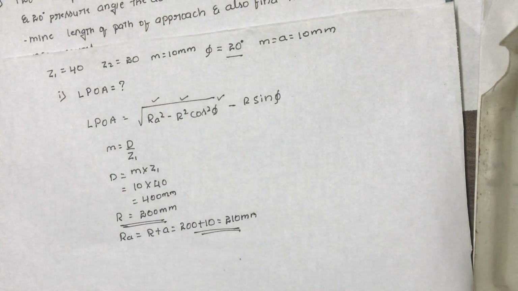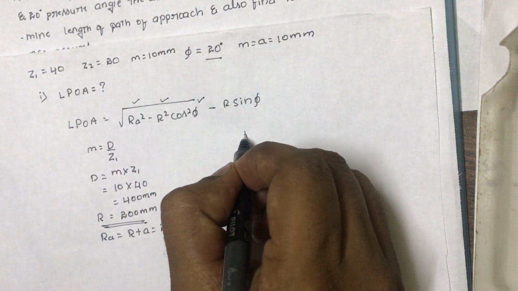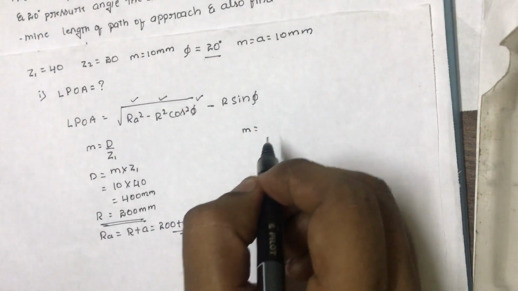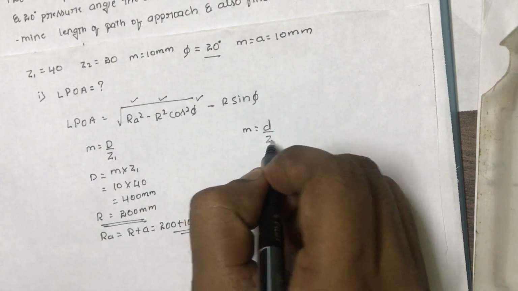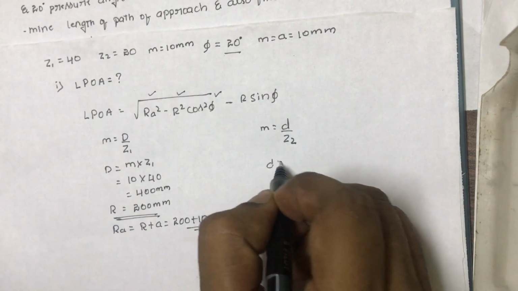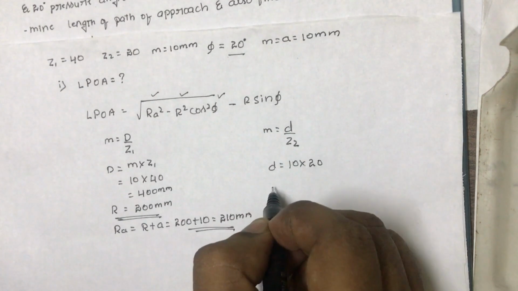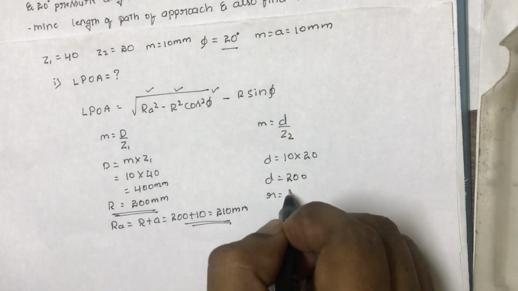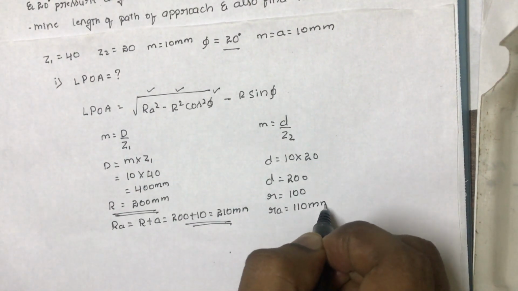This is capital RA. So similarly, I am going to find out the value of small r, because I need it in the next step. That is why I am calculating. We'll tell you in the later part. Okay, small d by Z2, correct? Next, d is equal to, directly I am simplifying 10 into 20, so d is equal to 200, r is equal to 100, ra is equal to 110 mm, correct?